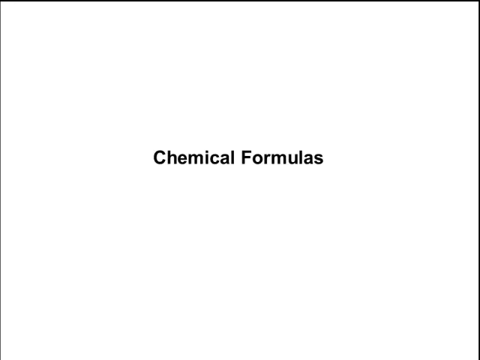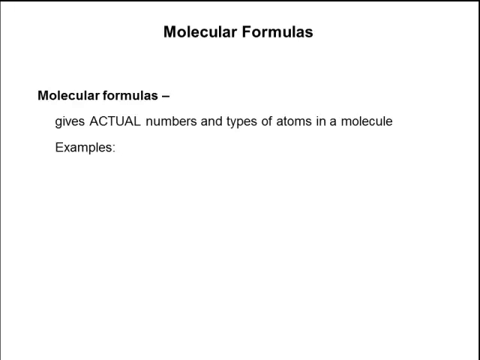So in this video we're going to talk about chemical formulas and how we generate chemical formulas and what those formulas kind of tell us. So when we're looking at molecular formulas, they are going to give us the actual numbers and types of atoms in a molecule. Alright, let's look at some examples here.